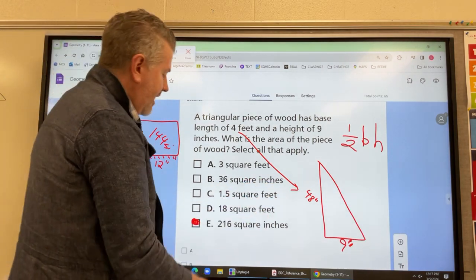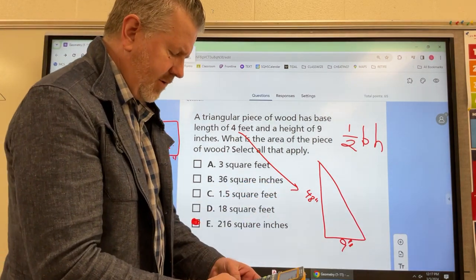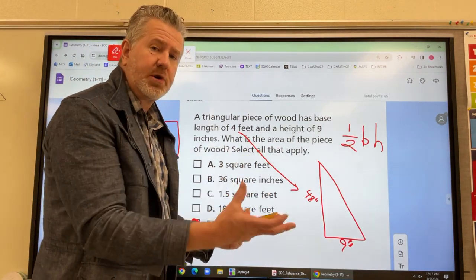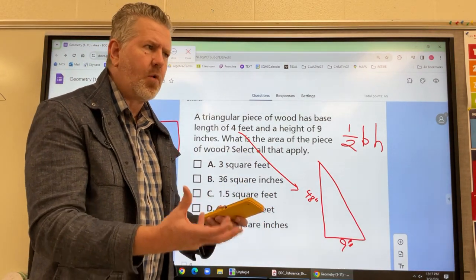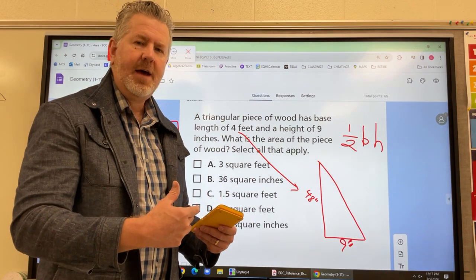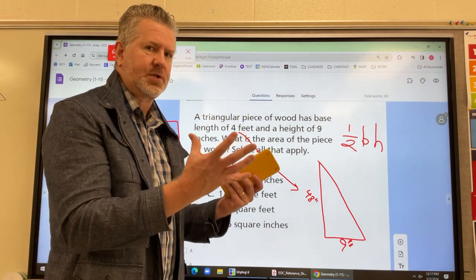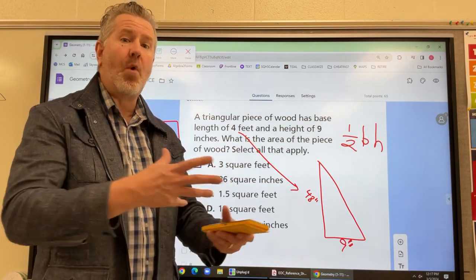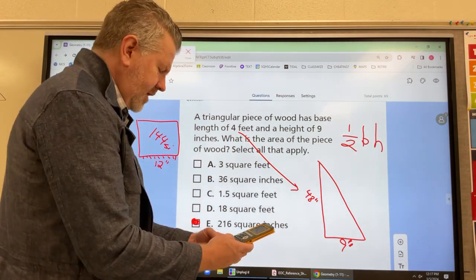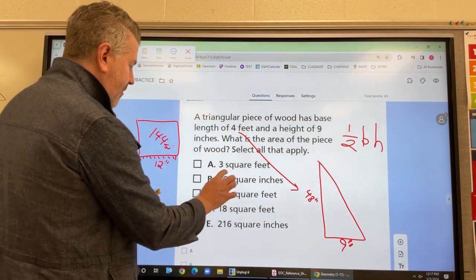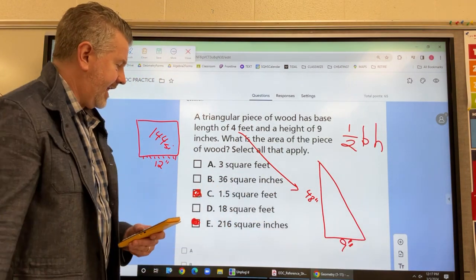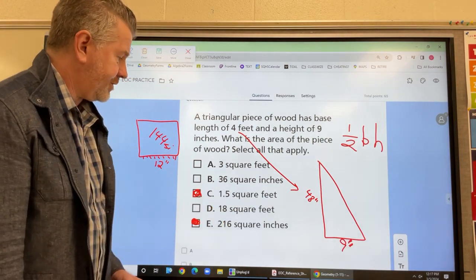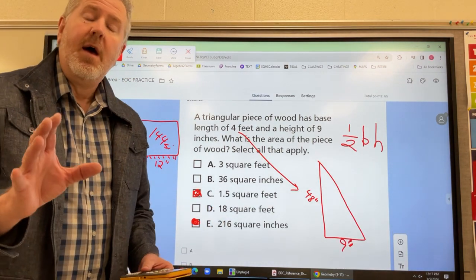So we can divide our 216 by 144. Remember, if we're going from smaller units to larger units, we're going to have fewer of them, so we divide. If we're going from larger units like square feet to smaller units like square inches, we're going to have a lot more of them, so we multiply. So let's do that, and we end up with 1.5 square feet. So the answer to this one ends up being 1.5 square feet and 216 square inches, C and E.